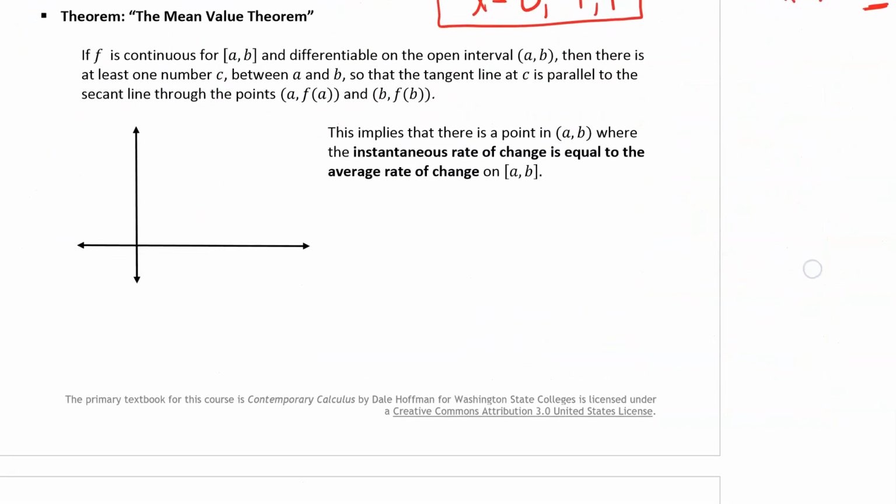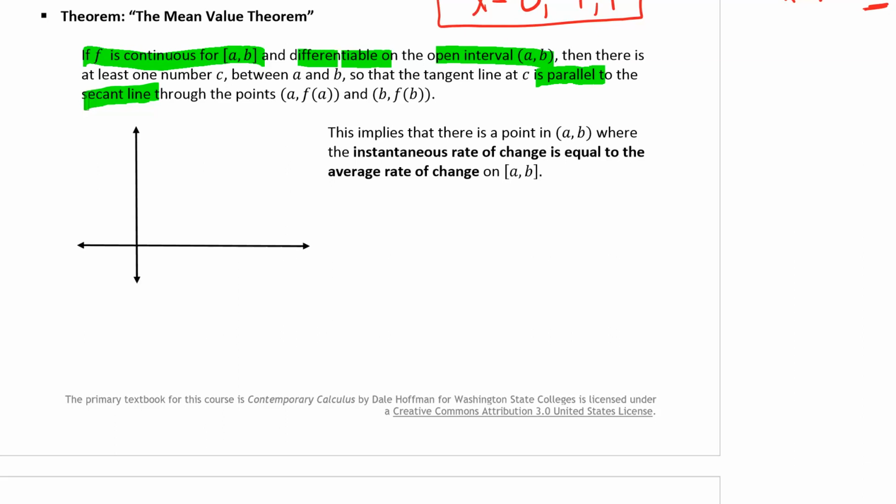Here's the other theorem of this section we want to look at. The mean value theorem. It says if f is continuous from a to b and differentiable on the open interval, so look at things we already are seeing again. It's continuous on the closed interval, it's differentiable on the open interval, same as Rolle's. Then there exists at least one c between a and b so that the tangent line at c is parallel to the secant line through those points.